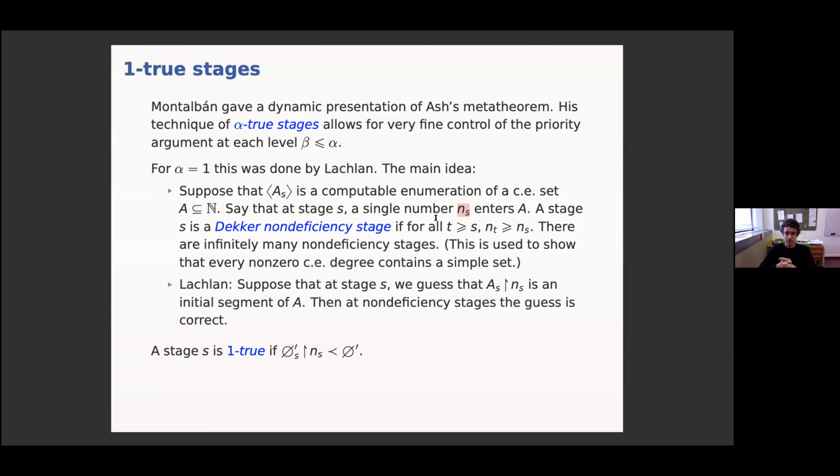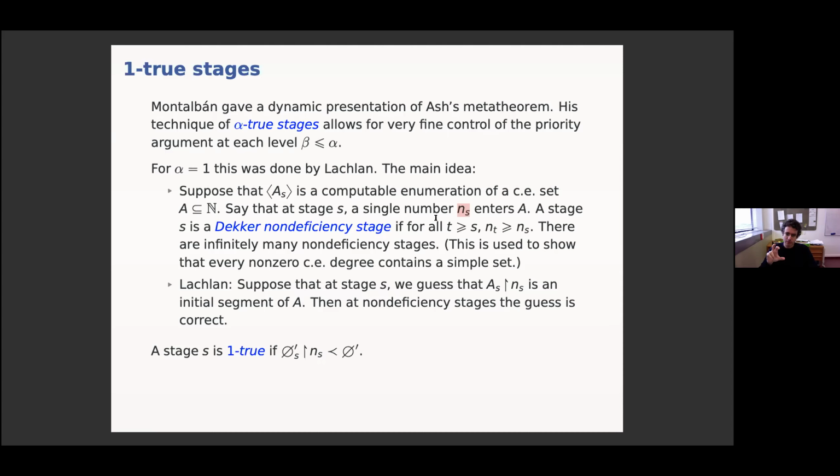And Machland's idea was, within this situation, suppose that at every stage S, I can think of A sub S, the collection of numbers that were enumerated into A up to stage S, as a kind of guess. This is what I think A is with the information that I have at stage S. Machland said, well, if we are a bit more humble, and instead of guessing all of A_S, you just trim it at the number that just entered, saying, I think that the values of A up to NS is what I see now, and I make no commitment about what happens later. Well, then at non-deficiency stages, I will be completely right.